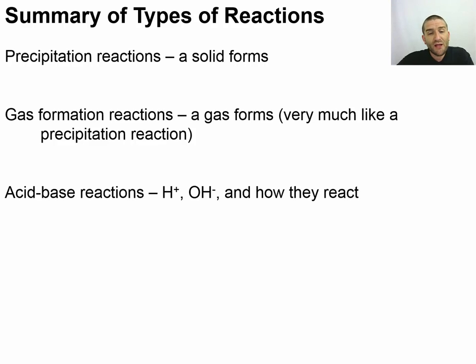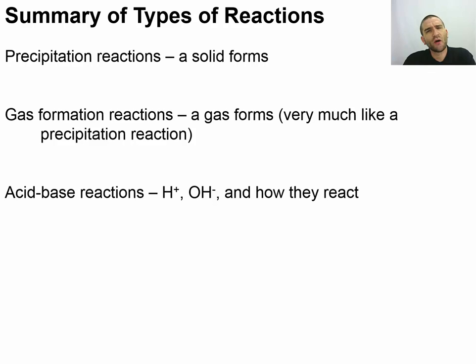Now, the third category is one that you've heard of before for sure, acid-base reactions. And in an acid-base reaction, at least at the Gen Chem 1 level, you're going to have H plus and OH minus, and when they stick together, they form HOH, water. And so if you mix together exactly the same amount of acid and base molecules, you'll get salty water.